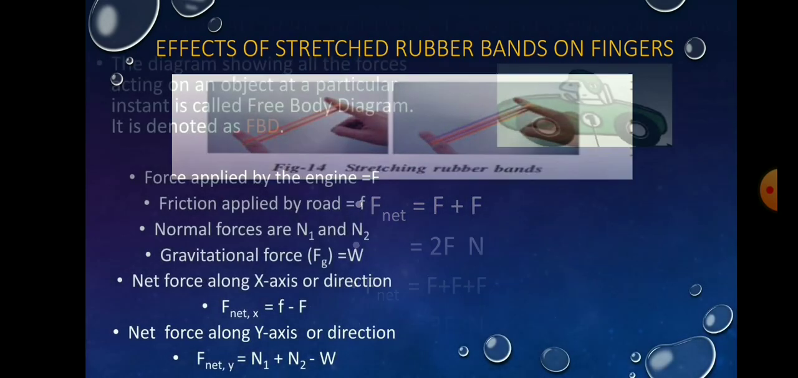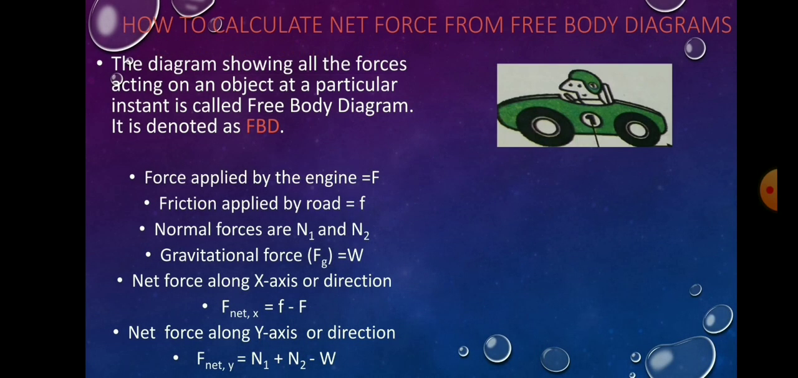Now we are going to learn how to calculate the net force from free body diagrams. A free body diagram is a diagram showing all the forces acting on an object at a particular instant. It is denoted as FBD. Here, a car is moving with non-uniform speed along a road. Now we draw all the relevant forces acting on the body. Now it is called a free body diagram, that is FBD.